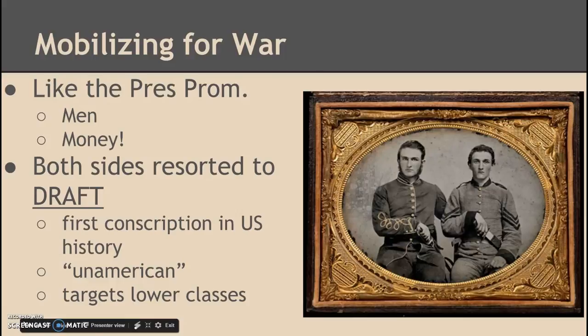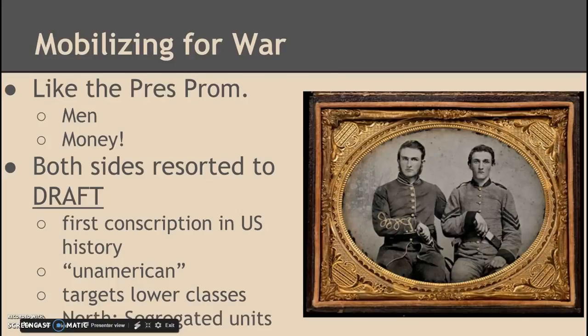Also in the North, if you got drafted, you could buy your way out. This was the government's way of raising more money. You'd be drafted, and if you can't find a substitute, no problem, just give $300 to the government, and that's it.